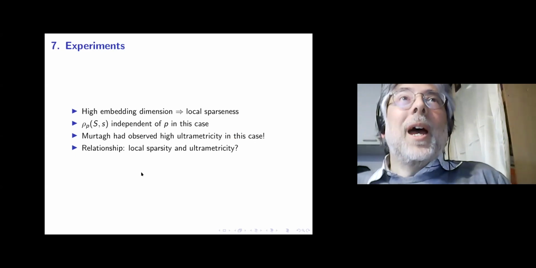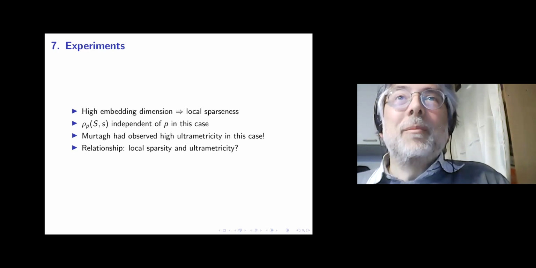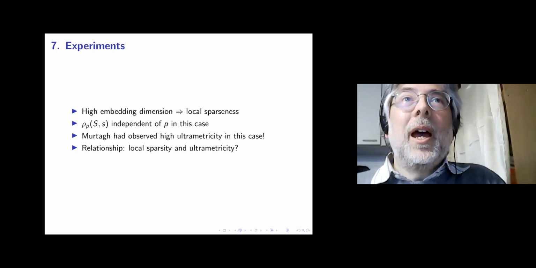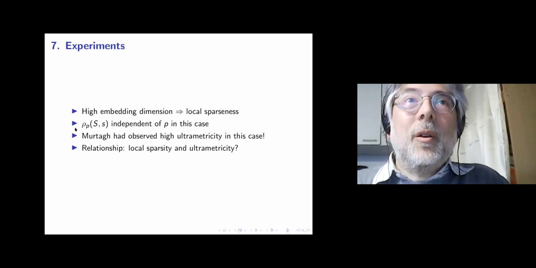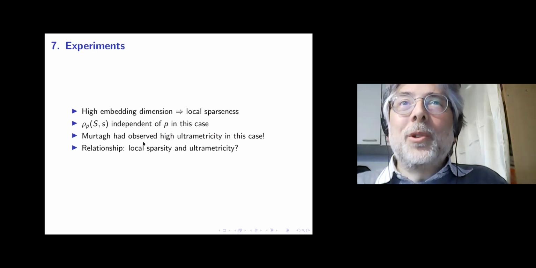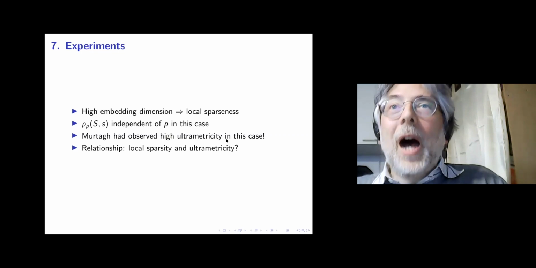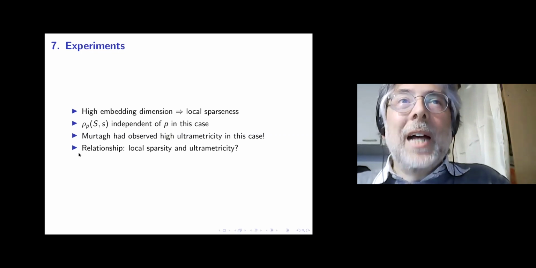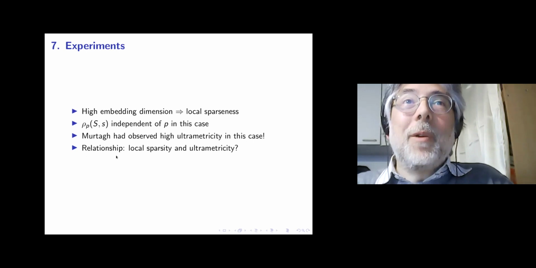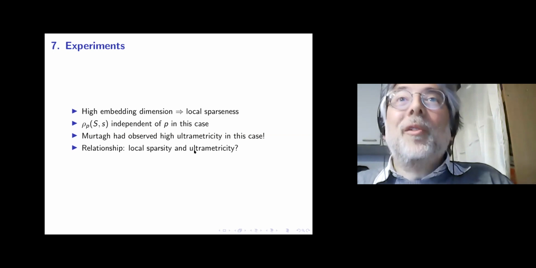So what do we have? In our experiments, we've seen that high embedding dimension means local sparseness, and in this case our measure is independent of p. And Fionn Murtagh had already observed, in this case of high dimension encoding of data, that the ultrametricity of the data seems to be high. And we can ask: is there a relationship between our local sparsity measure and any measure of ultrametricity?